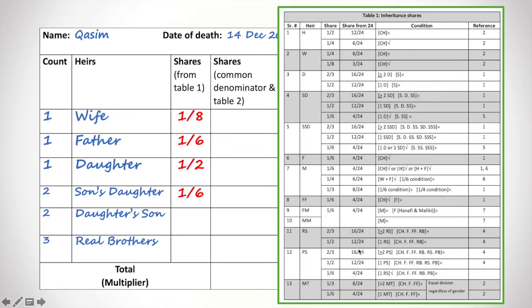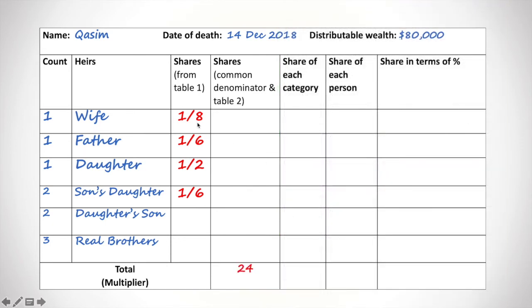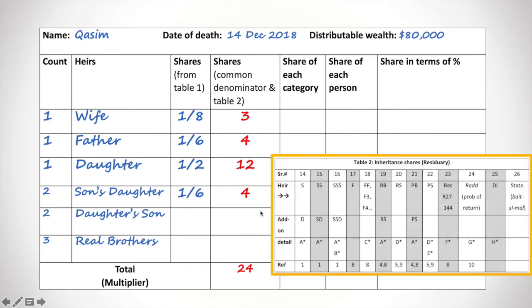Real brothers are present in table 2 but not in table 1, so we won't give them any share over here. Our LCM of 8, 6, 2, and 6 is 24. 1 over 8 will become 3 over 24, 1/6 will become 4 over 24, and 1/2 will become 12 out of 24. So let's see how many parts we have distributed. 4 plus 12 plus 4 is 20, and 3, so 23. We still have one more part to give. Let's go to table 2 and see who gets that part.